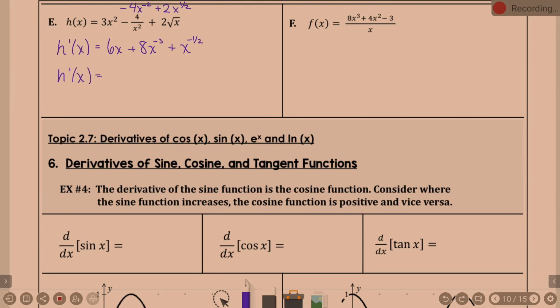So I have it written as 6x plus 8 over x cubed plus 1 over, and in this case, for whatever reason, I actually wrote 1 over the square root of x. You could also have it as 1 over x to the 1/2. That's equivalent. As always, know it's changeable, right? Okay. One more.